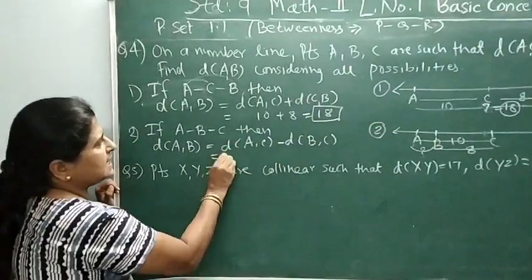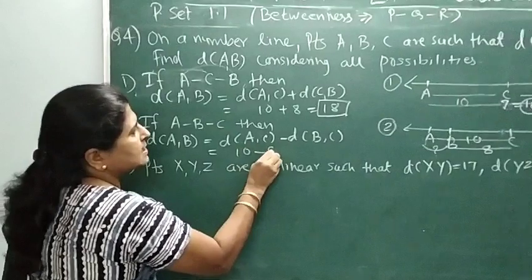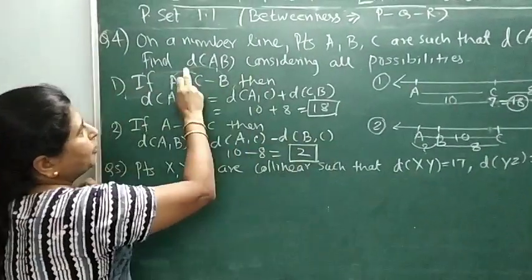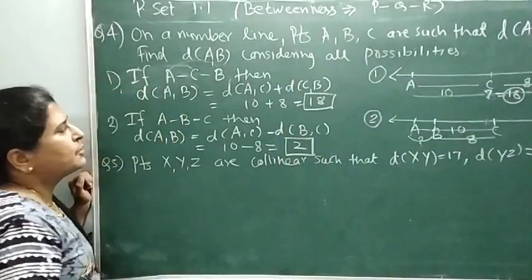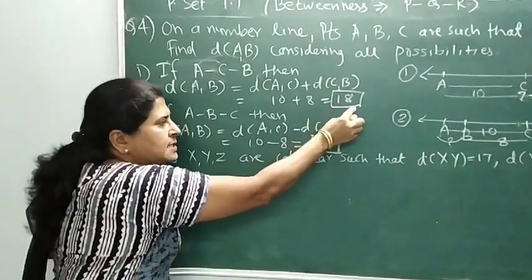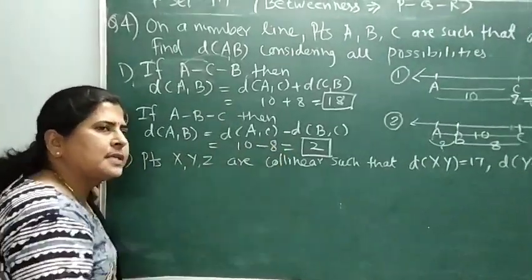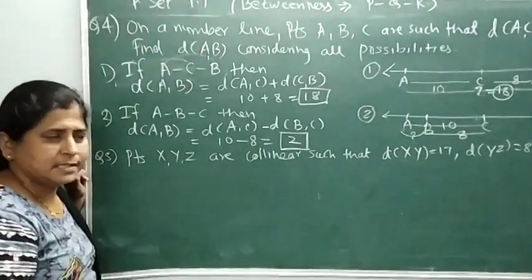So here AC is what? 10 minus 8 is going to be 2. So what are all the possible distances between AB? It is either 18 or 2. This will be your answer. You can write this answer in words in the answer statement.